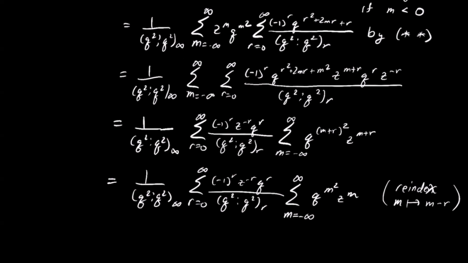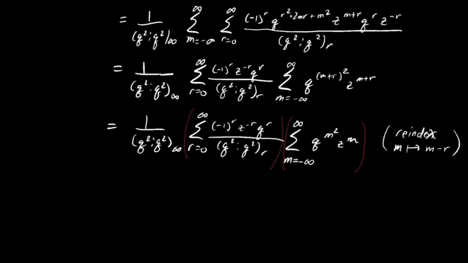So namely, I can write this as 1 over (q^2; q^2)_∞ times this term, right? And the term in the middle might look familiar. This is the expression that appeared inside of equation star, star, star. So this is our equation star, star, star. So let's maybe rewrite this in a more elegant way.